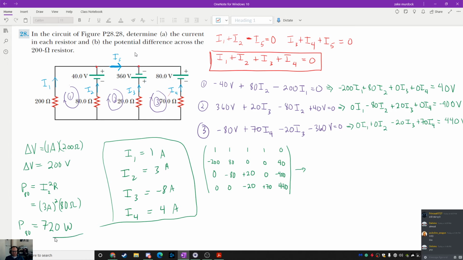Okay, that's the kind of thing. These are the kind of questions you're going to see show up. It'll ask, find the current. Then it'll be like, find the power going through one of these resistors. Also the kind of stuff that's going to show up on the exam next week. And that's it. That's how you do these problems.